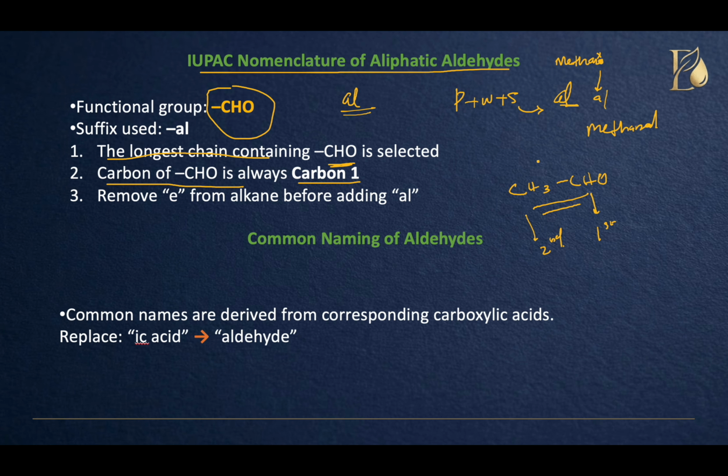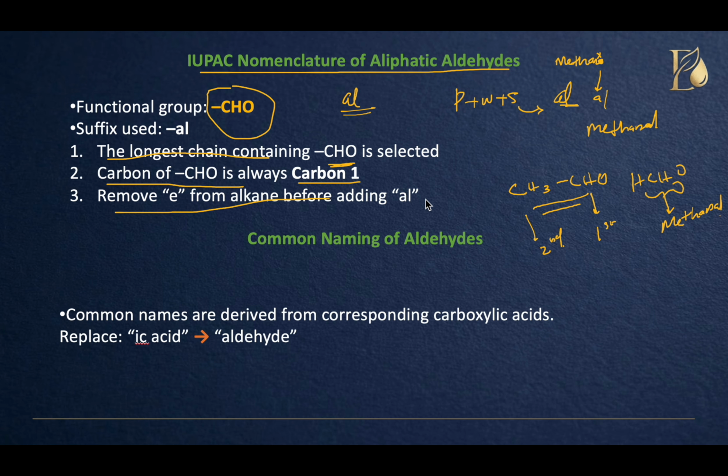This compound is ethanal. Okay, so what will be methanal? Methanal is HCHO. There is only one carbon atom, so the word root is meth, and when it comes to the name, it is methanal. Basically, we have to give the first number to the carbon atom which contains the carbonyl carbon, this aldehyde carbon. Now, after giving the numbering, we have to remove the e from the alkane before adding the al. So that's all about the IUPAC naming of aliphatic aldehydes.